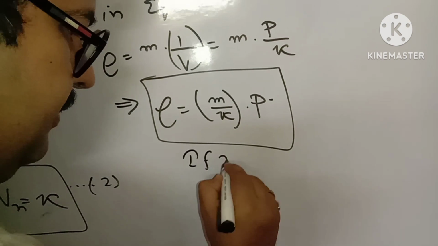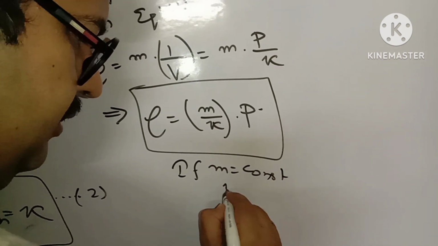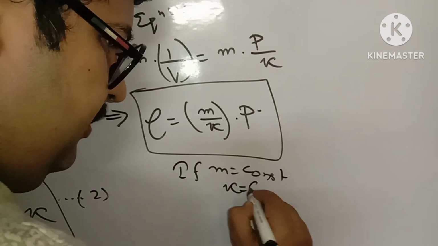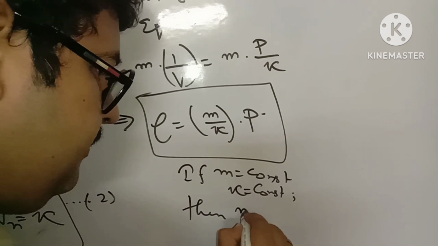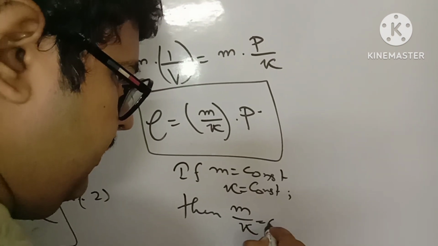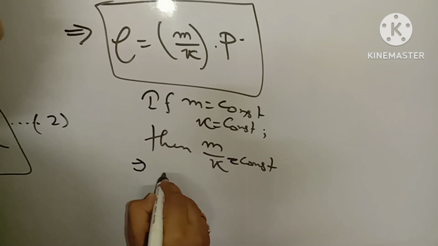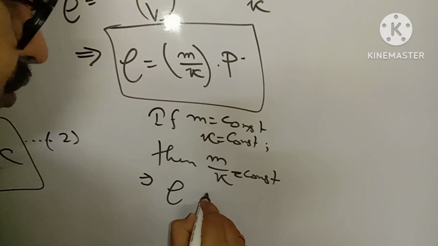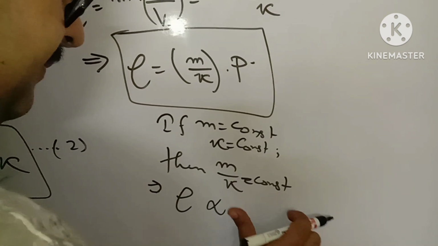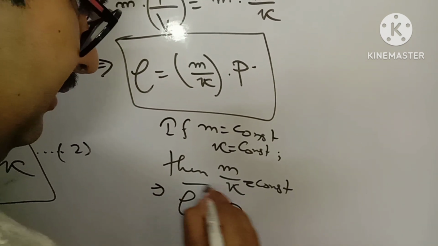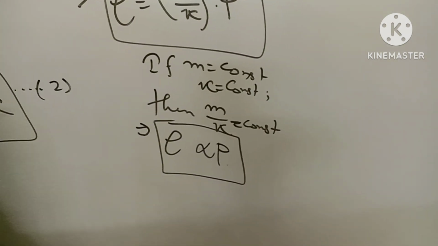If m equal to constant, obviously it should be because it is the mass, and kappa, Boyle's constant, must be constant, then m by kappa is also a constant. Thus we can write rho is proportional to p. That means density increases with the increase of pressure. This is a very common thing.